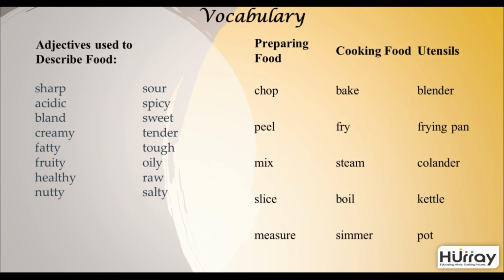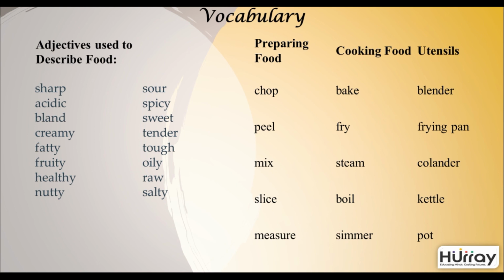Here is some interesting and useful vocabulary which you could use pertaining to food, etc. You can use adjective forms to describe food like sharp, acidic, bland, creamy, fatty, fruity, healthy, nutty, sour, spicy, sweet, tender, tough, oily, raw, and salty, and there are many more.